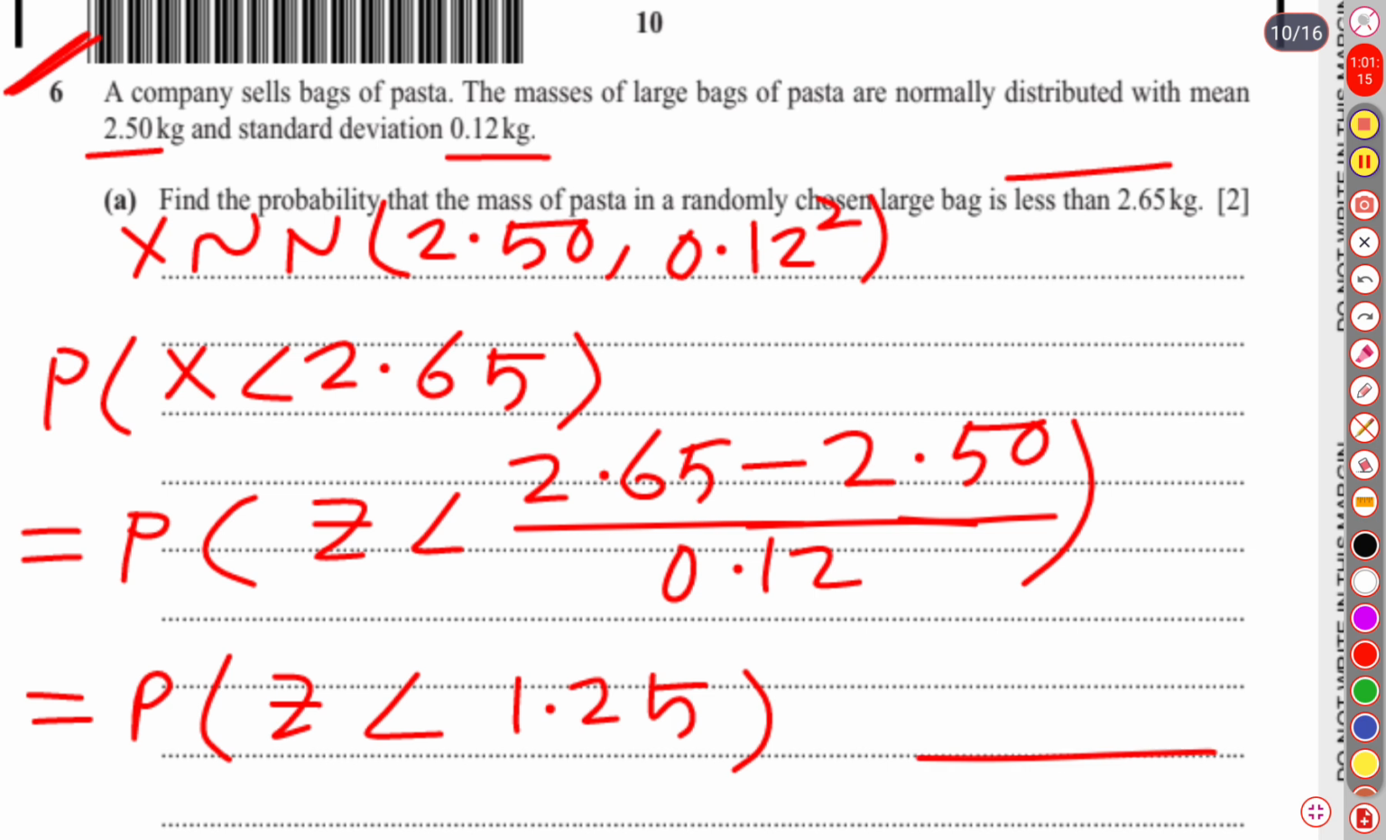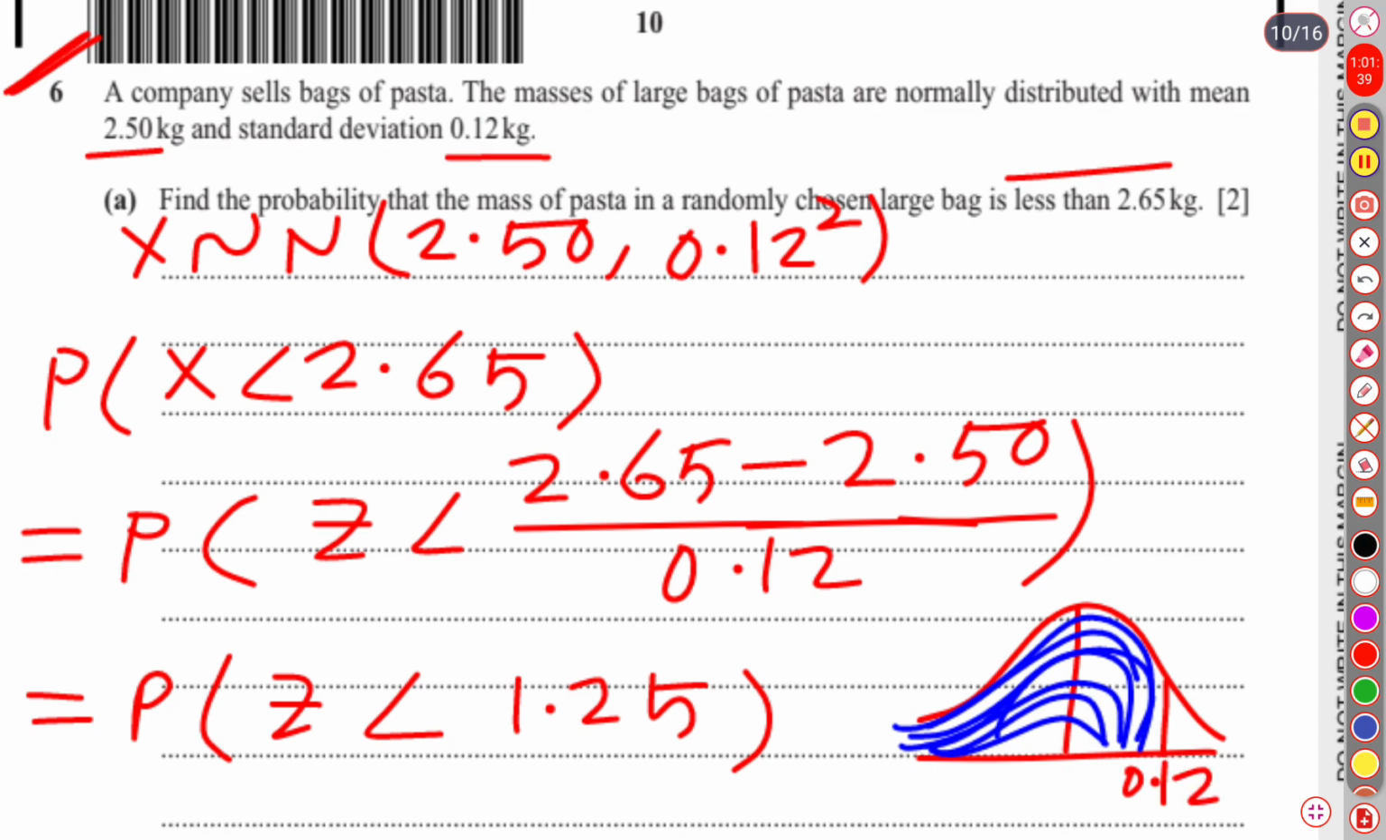And if we draw a graph, it is very simple. Our z square is lying on the right side because this is positive, and they have told us to find the probability of the left part. So this is our probability. This probability should be obtained, and our z score is 1.25.